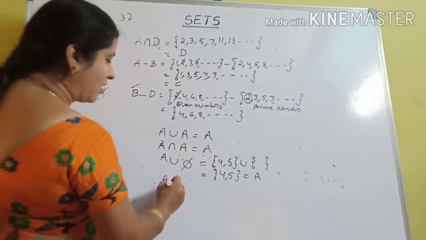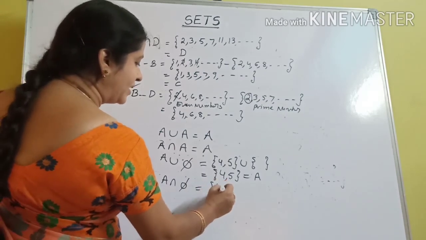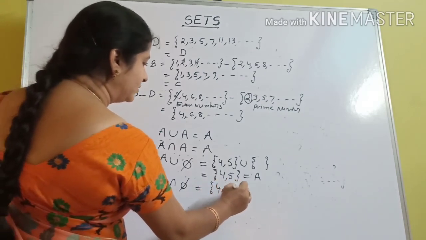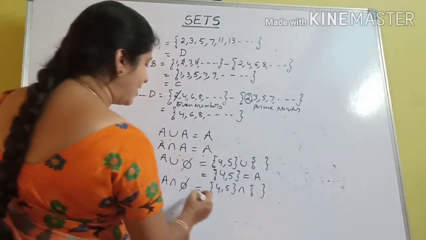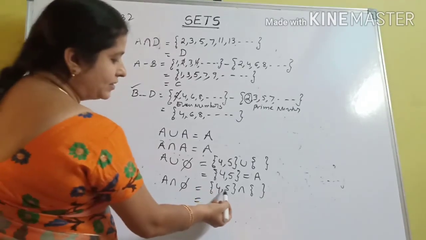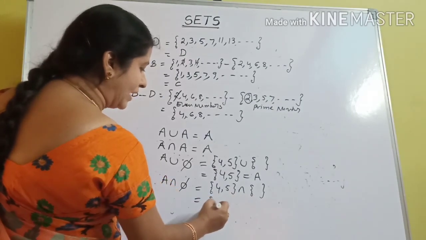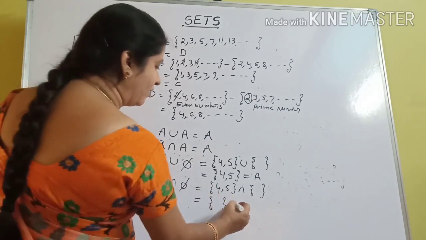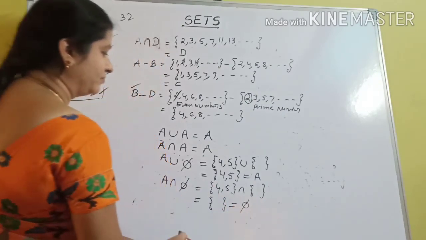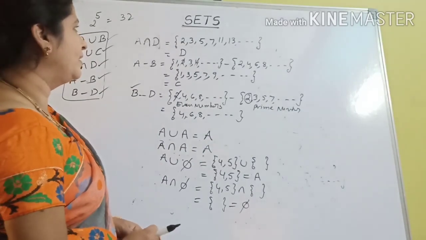So what is the value of A intersection phi? Suppose A equals the set of 4, 5. Intersection phi means null set. So what is the value of A intersection phi? Is there any common elements? No common elements here, so you just write the empty set. So A intersection phi is always phi. So these are some important points in this topic.